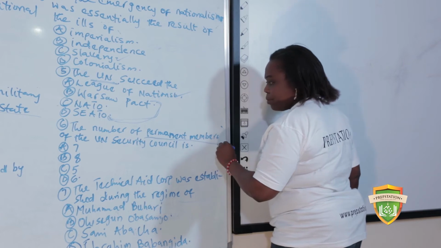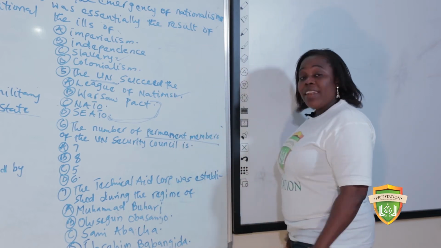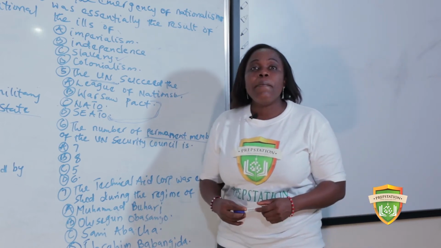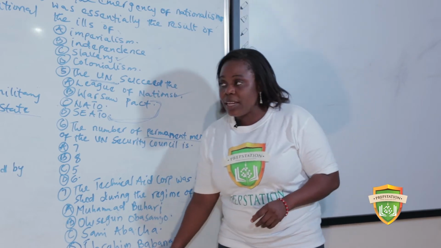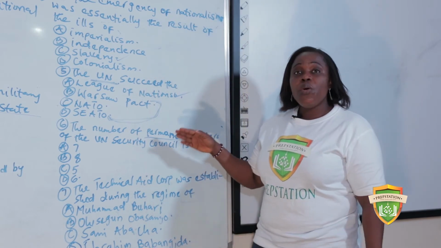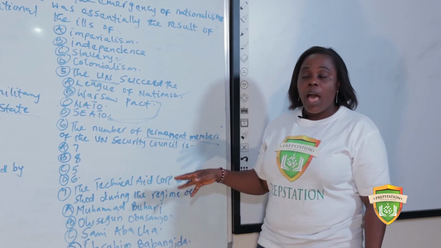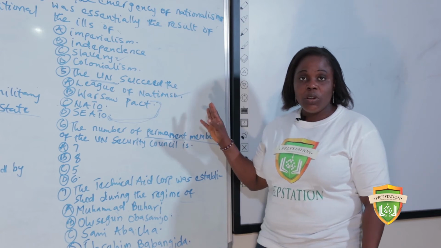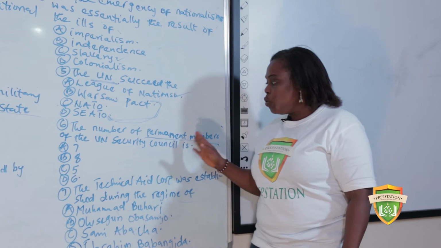Permanent members. I'm always underlining the key words. Nigeria is the 99th member of the United Nations. The newest member of the United Nations is South Sudan, and they became a member around 2011-2012. So take note of this.